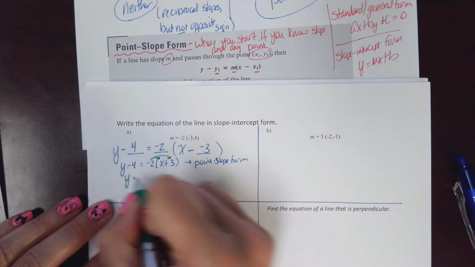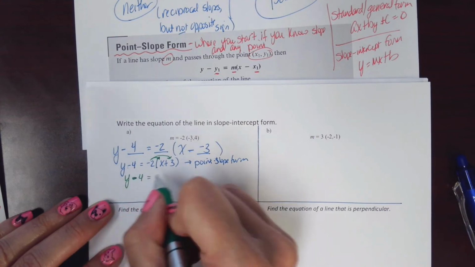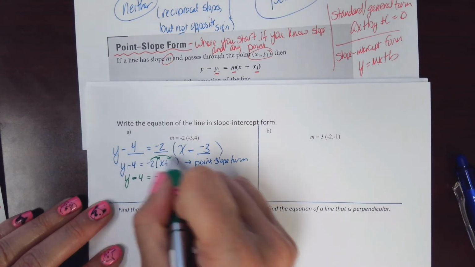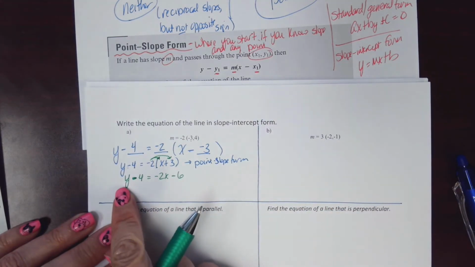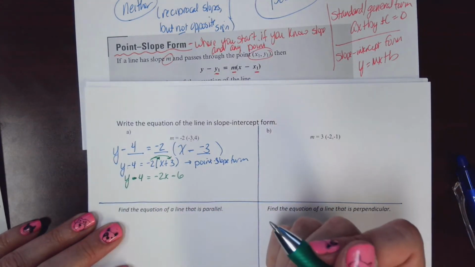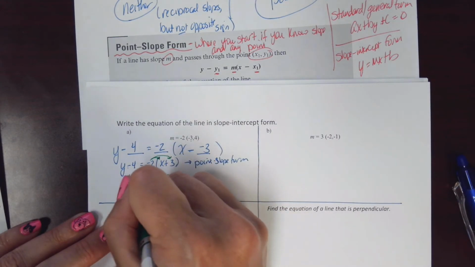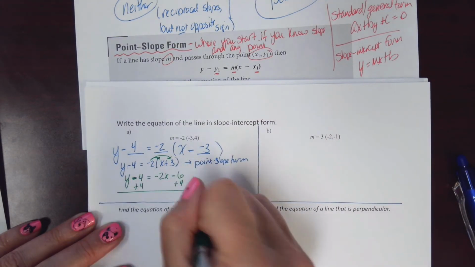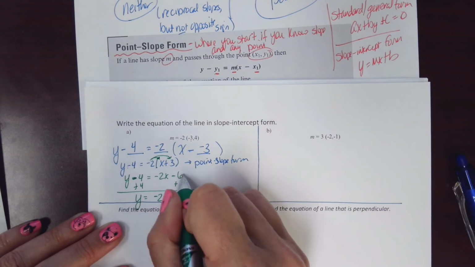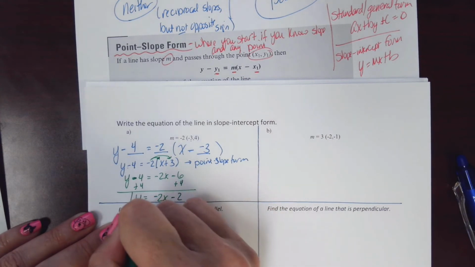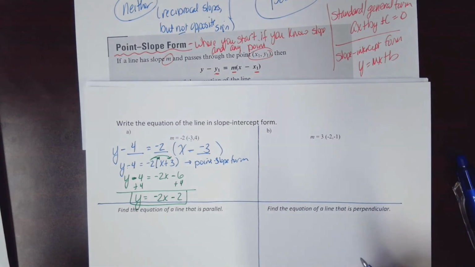So I would distribute that -2. I've got -2x, and -2 times 3 is -6. And then I have to finish solving for y. To solve for y, I need to add that 4 to both sides of my equation. So I get y equals -2x, -6 plus 4 is -2. There's the equation of my line in slope-intercept form, y equals mx plus b.